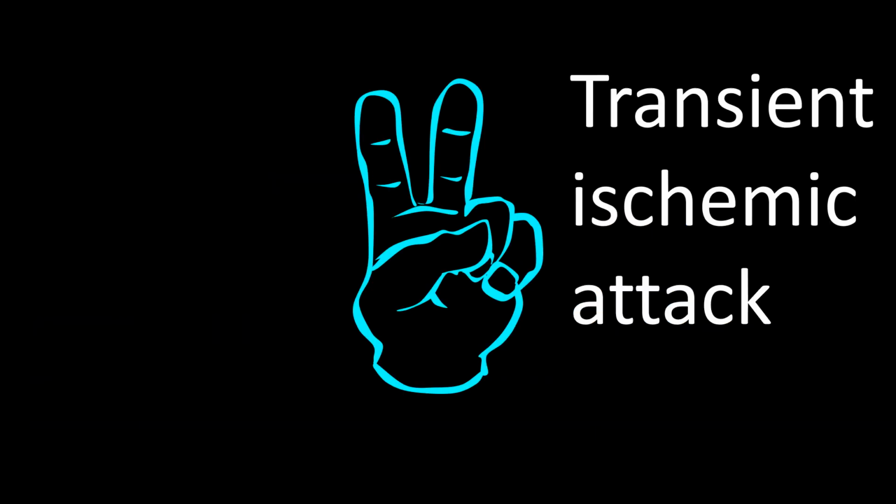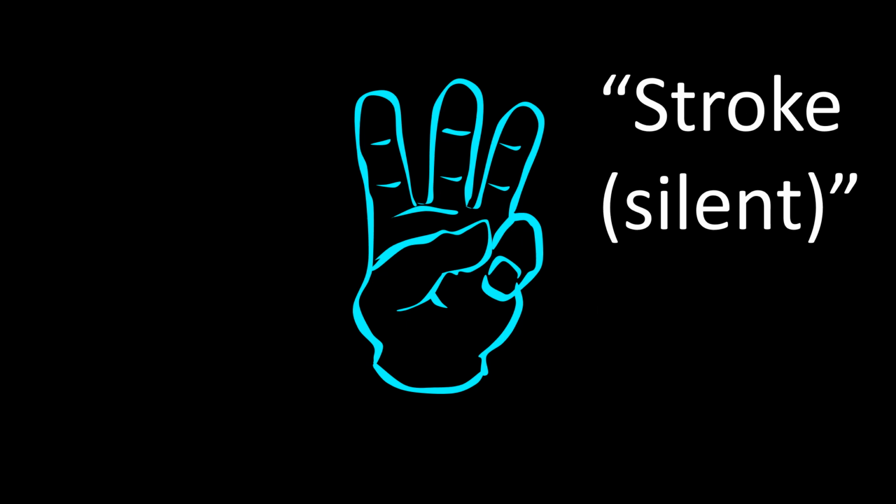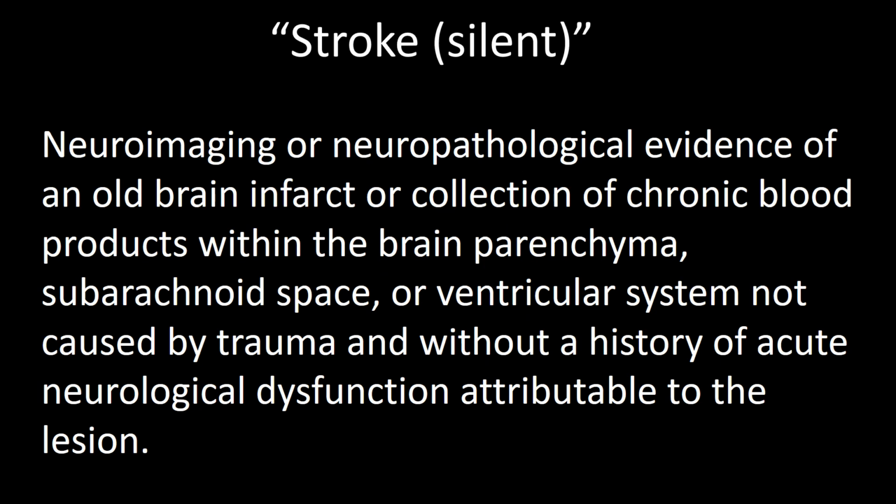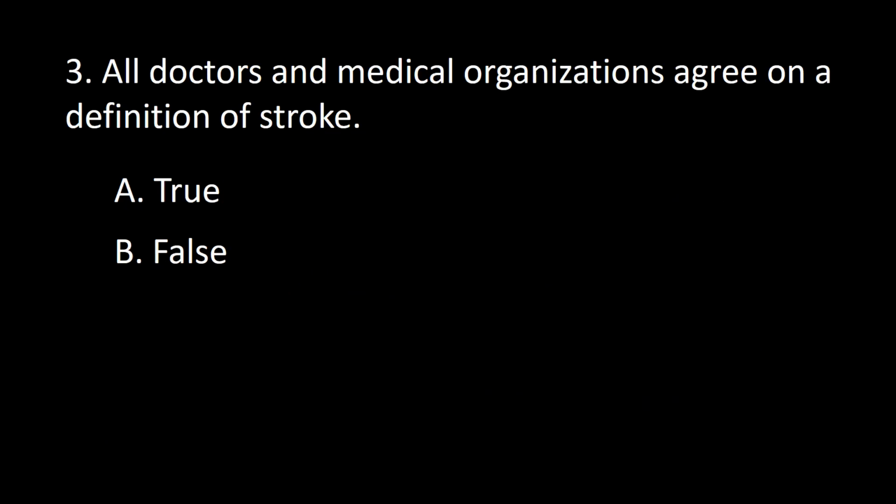After defining transient ischemic events, we will define silent stroke. Silent stroke is defined as neuroimaging or neuropathological evidence of an old brain infarct or collection of chronic blood products within the brain parenchyma, subarachnoid space, or ventricular system, not caused by trauma and without a history of acute neurological dysfunction attributable to the lesion. So the answer to this question is B.